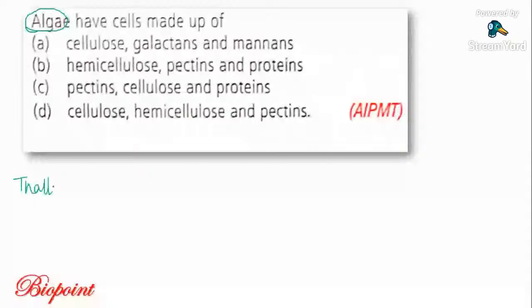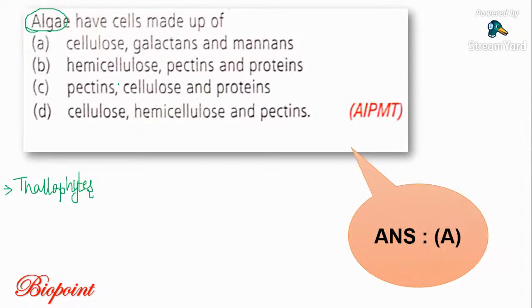Algae, which are thallophytes, have cells made up of cellulose, galactans, mannans, hemicellulose, pectins and proteins. You know the answer for this question, it is a direct NCERT based question. Option A, the algae has cell wall made up of cellulose, galactans, mannan, etc. Clear? Question number 19 on your screens.